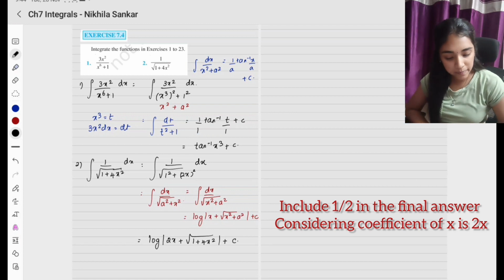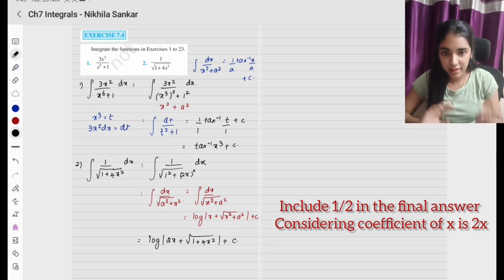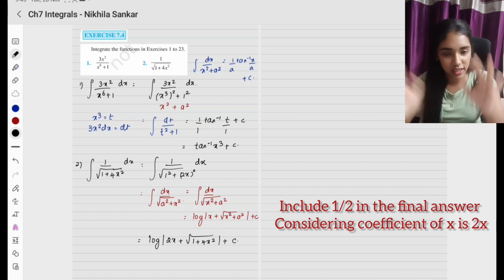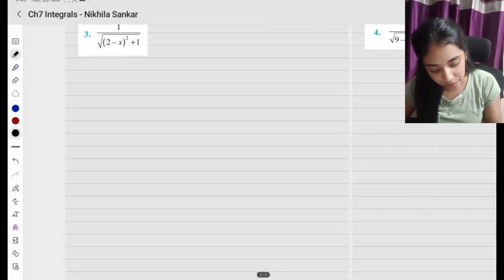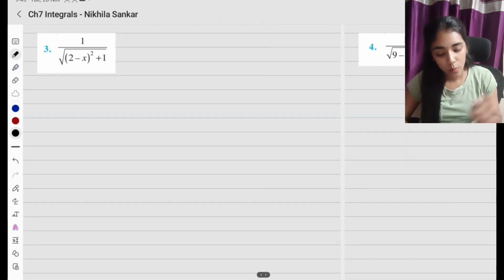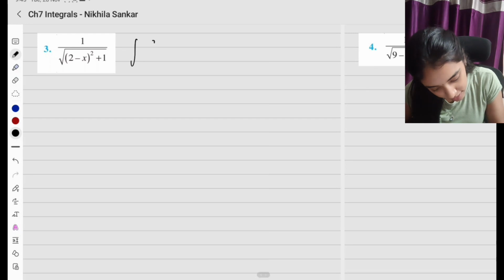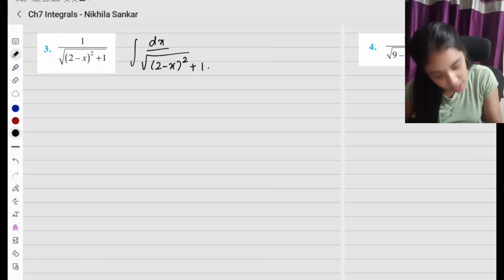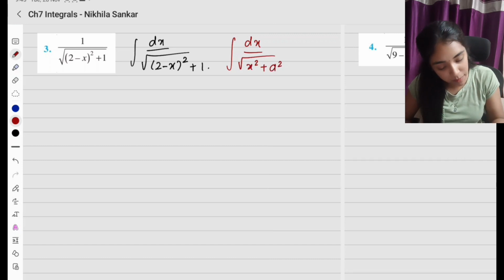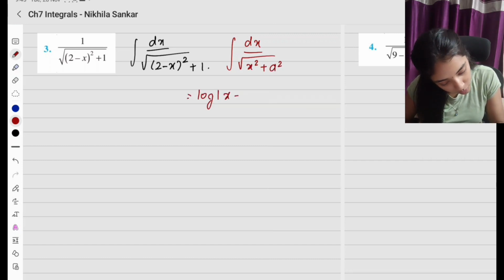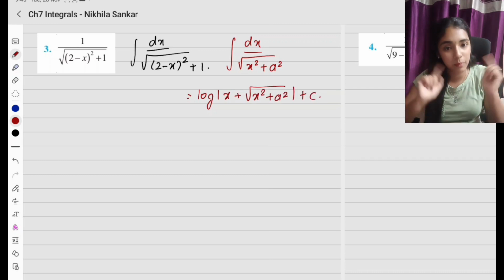Okay? Simple. First two questions கொஞ்சம் simple இருந்தது. போக போக கொஞ்சம் difficult ஆகும், but pay attention. இந்த formulas அப்படியே யூஸ் பண்ண வேண்டியதான். Formula மட்டும் ஞாபகம் வச்சுட்டா போதும். Now, question number 3. 1 by, it is of the form, let's write dx divided by square root of 2 minus x the whole square plus 1 ன்னு இருக்கு. So this is of the form, integration dx divided by square root of x square plus a square. இப்பதான் போன questionல பார்த்தோம். What is it? Log mod x plus square root of x square plus a square. எல்லா questionக்கும் formula எழுதுங்க. அப்பதான் மனப்பாடம் ஆகும், மறக்காம இருக்கும்.